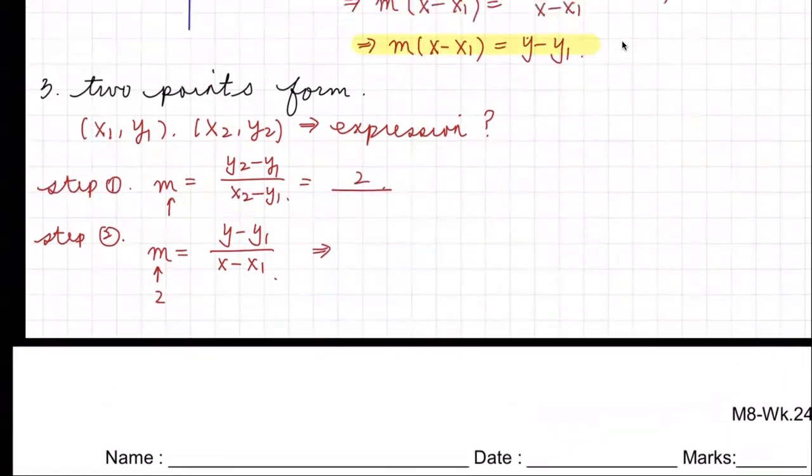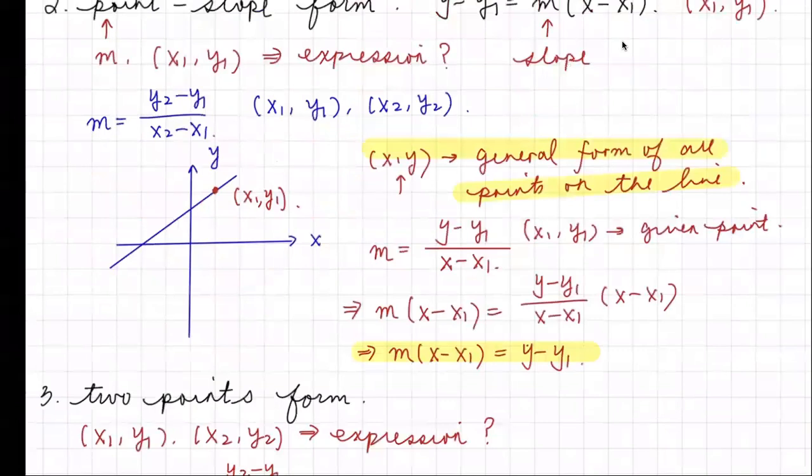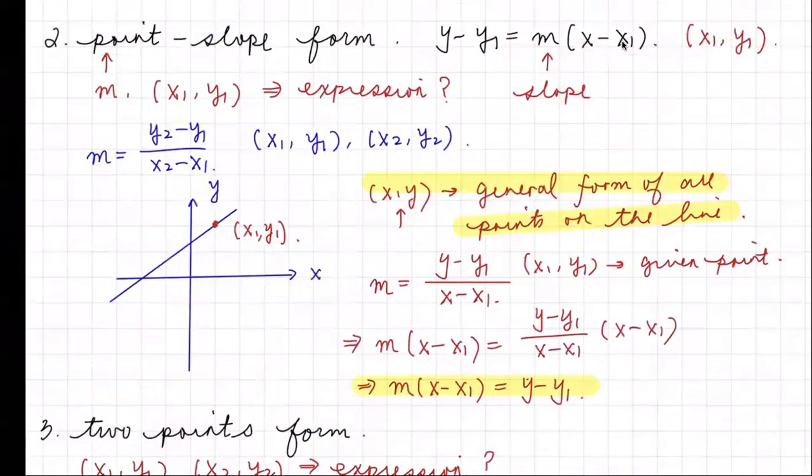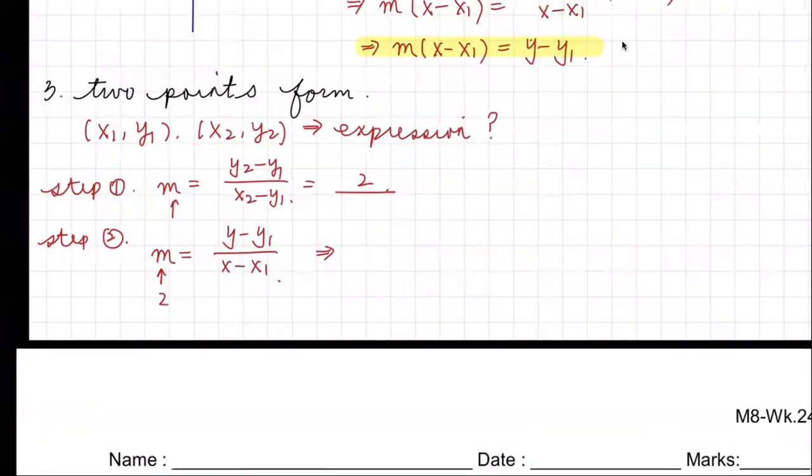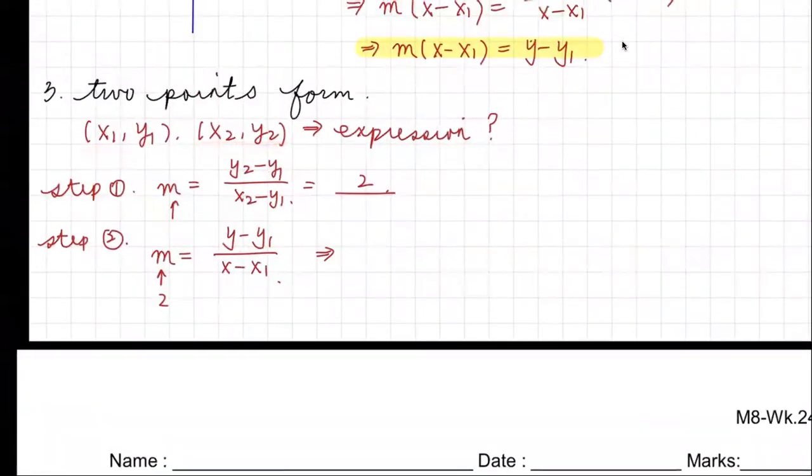So basically, number 3 has one extra step than number 2, which is we need to find the slope first. Whereas for number 2, the slope is given, so we can just use the point slope form directly. For number 3, we are only given 2 points. So we need to find the slope first, and then we apply the point slope form.